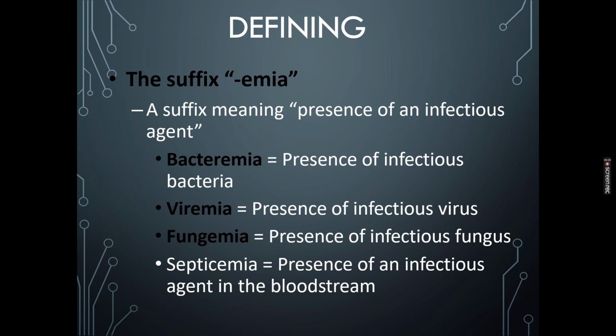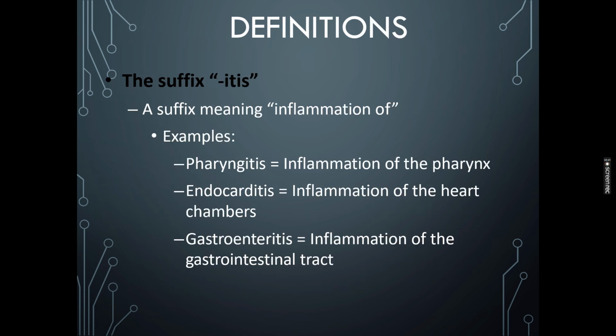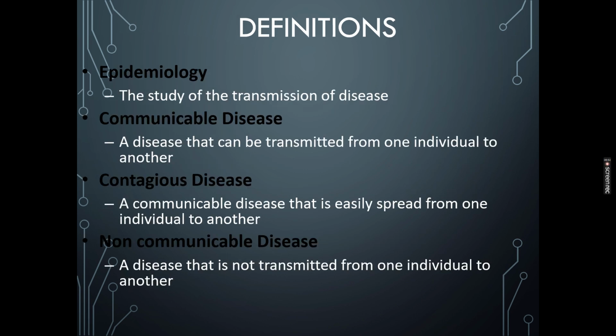Bacteremia, that is the presence of infectious bacteria. Viremia means presence of virus. Fungemia means presence of fungus. And septicemia means when the agent enters into the bloodstream. Then itis means inflammation. Like pharyngitis is called inflammation of the pharynx. Endocarditis is called inflammation of the heart chamber.